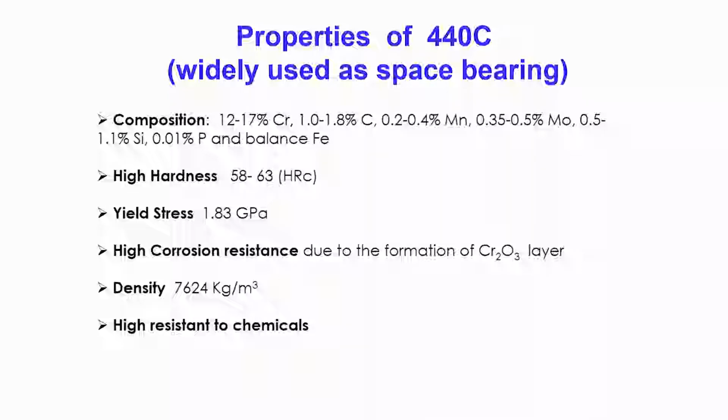So, in order to sustain that kind of high contact stress, the materials must have high compressive strength. Now, here goes the typical composition and other properties of 440C space bearing material. The composition is around 12 to 17% chromium, 1 to 1.8% carbon, fairly high carbon content, and it has manganese, moly, silicon, and phosphorus. It has a very high hardness, around 58 to 63 on the Rockwell C scale. Yield stress is around 1.8 gigapascal, with high corrosion resistance and high resistance to chemicals.